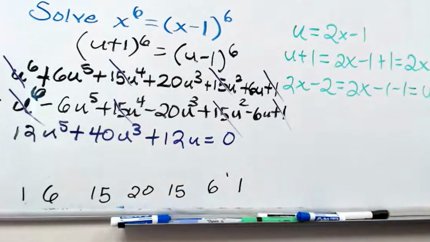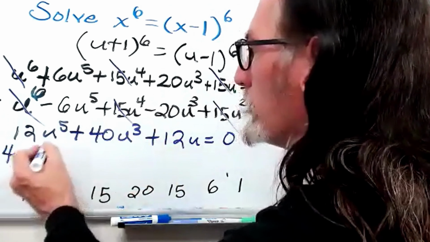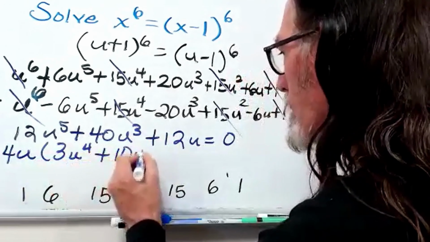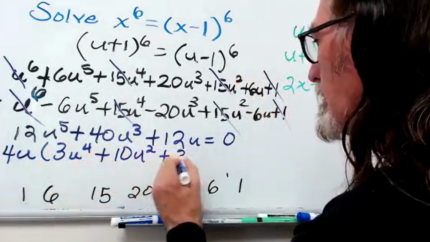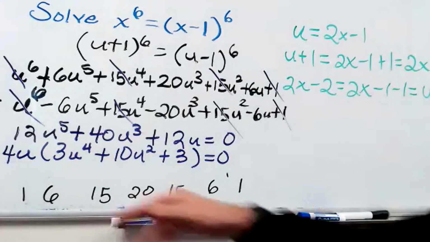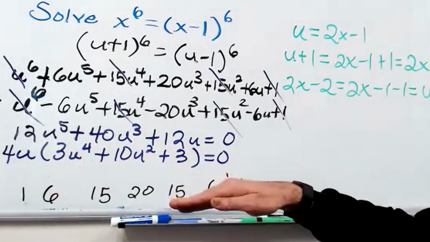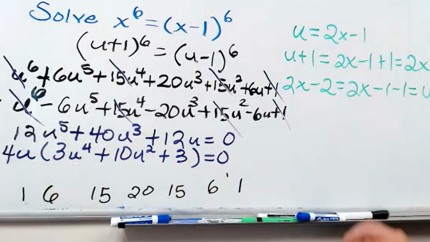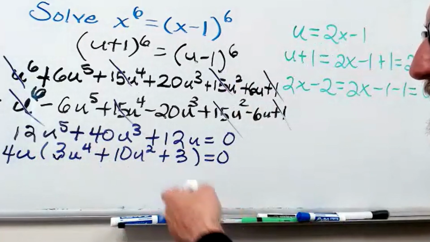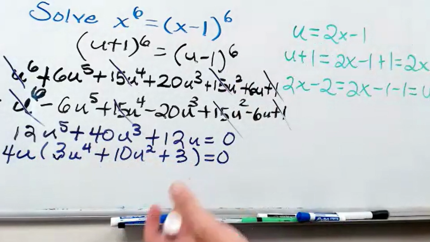Next, we can factor out not only u to the 1st, but furthermore, we've got a numerical common factor of 4 here. Before I started writing things out, I wasn't so sure how this quartic was going to look. It's actually not too bad to deal with that. Because we don't have u cubed or u to the 1st, we're actually looking at something that is quadratic type.